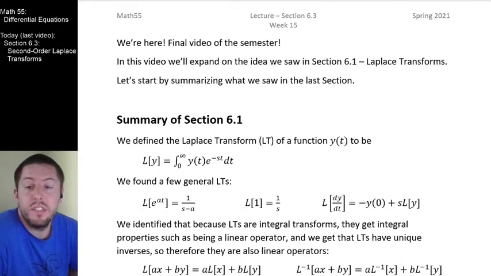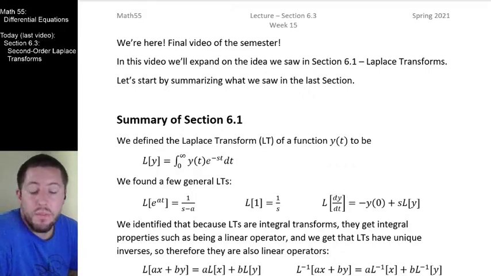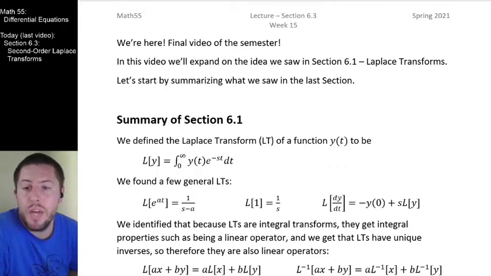Today we're going to talk about section 6.3, second order Laplace transforms. This is going to build very directly off of what we did in section 6.1. In fact, I would go so far as to say we're basically not even going to get any new concepts today. We're just going to expand the toolkit that we started building in section 6.1.